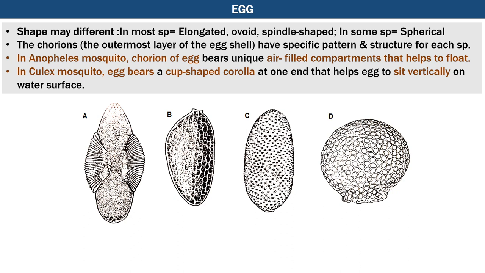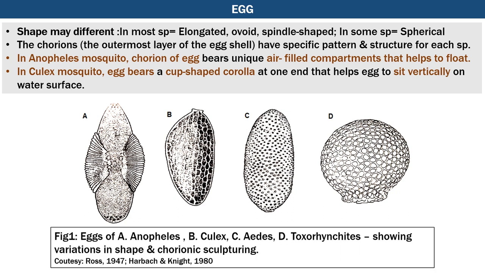In Anopheles mosquito, the chorion of the egg bears unique air-filled compartments that help it to float. In Culex mosquito, the egg bears a cup-shaped corolla at one end that helps the egg to sit vertically on the water surface. So in figure 1, you can see the eggs of Anopheles, Culex, Aedes, Toxorhynchites, showing variation in shape and chorionic sculpturing pattern.